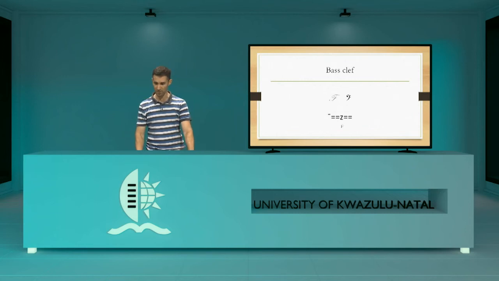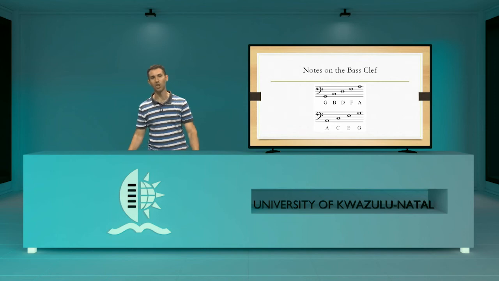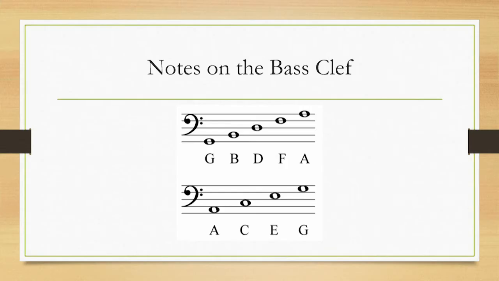Once you've worked that out, you can work out all of the notes of the bass clef. Let's have a look at them. The bottom line is a G. The second line is a B. The third line is D. The 4th line, F. And the 5th line, A. G, B, D, F, A.